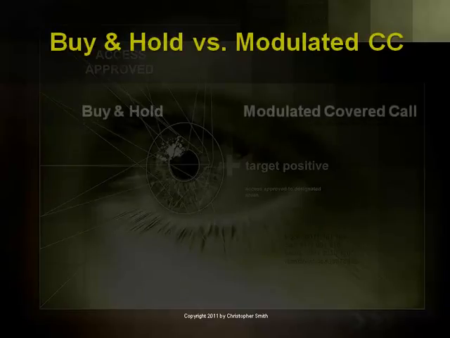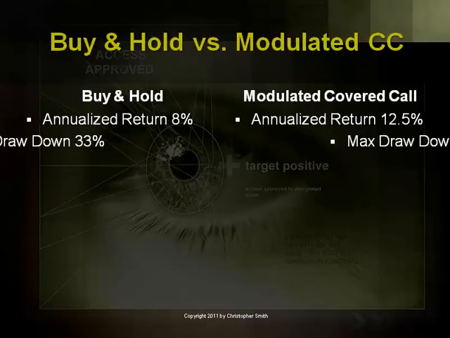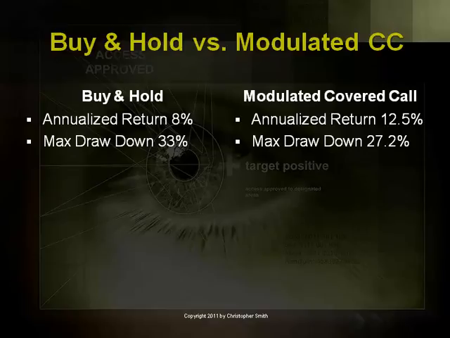So when we compare the buy and hold versus the modulated covered call, what we get is an annualized return on the buy and hold of 8%, an annualized return on the modulated covered call of 12.5%. Our max drawdown on the buy and hold is 33%. Our max drawdown on the covered call is 27.2%.